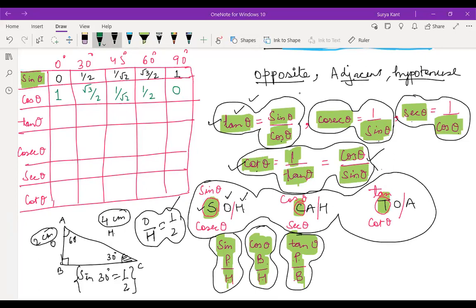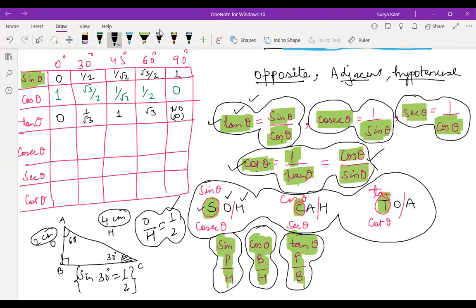So for tan theta, who will tell me? Yes, tell the tan theta values. Tan theta values are 0 for 0 degrees, then 1 by root 3, then 1, then root 3, then not defined, or you can say infinity.